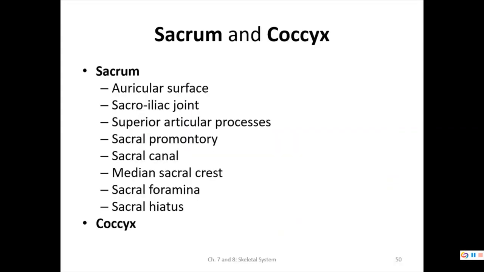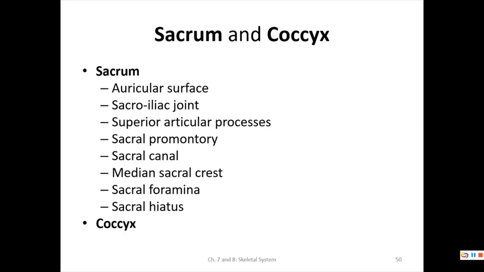In this lab, we are going to be focusing on what's left of our axial skeleton, specifically discussing the sacrum, coccyx, thoracic cage, ribs, etc. And then we're going to look at the upper extremity bones. And in this, we're going to begin with our sacrum and coccyx.